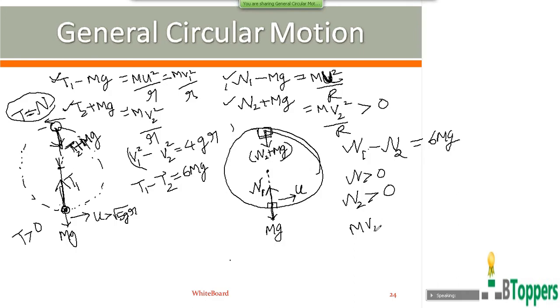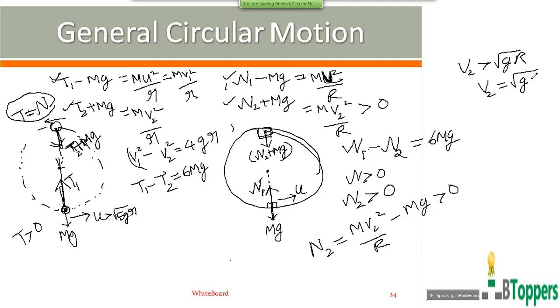That means mv2 square by r minus mg must be greater than 0. So V2, the magnitude of velocity at the highest position, must be greater than root gr. So the minimum magnitude of the velocity or speed which the block should have at the highest position to complete a vertical circle is root gr, and by similar calculation the magnitude of the minimum initial velocity which the block must have at the lowest position to complete a vertical circle is root 5gr.